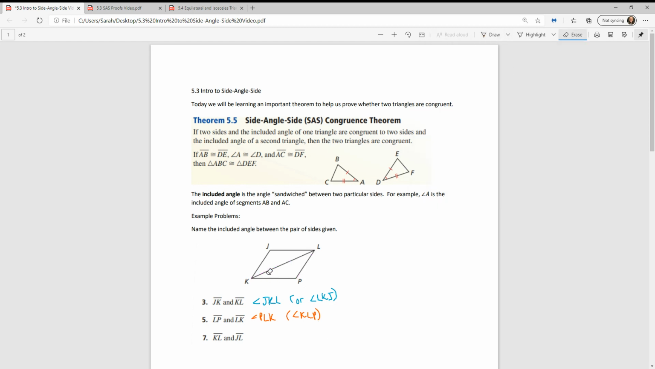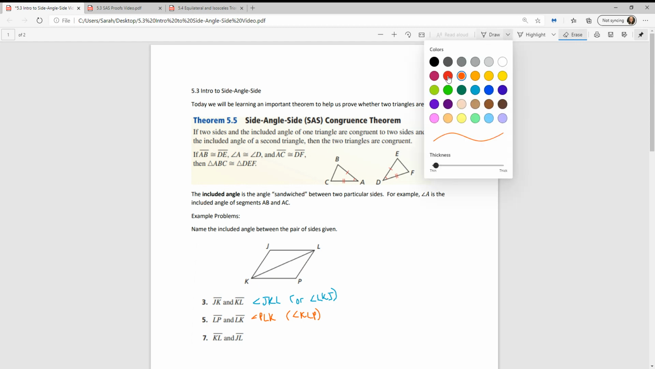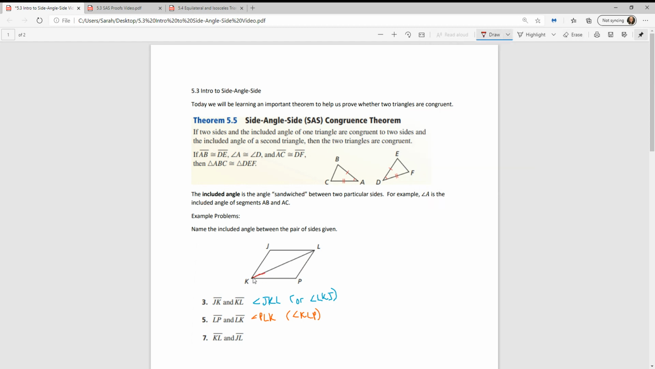Let's try one more. So I'm going to get rid of this chicken scratch here. We have side KL and side JL, which is this one. What is the included angle? The included angle is this angle right here. So angle JLK. Remember the vertex is always in the middle. Or if you'd rather, we could call that angle KLJ. They mean the same thing. So those are just what your included angles are. Important to know which one is the included angle, because if you don't know which one is the included angle, using this theorem is pretty difficult.